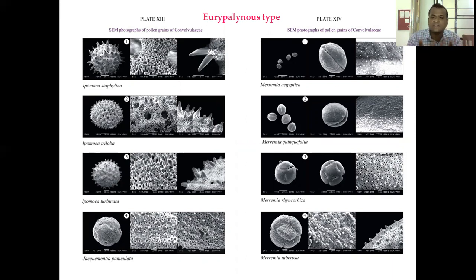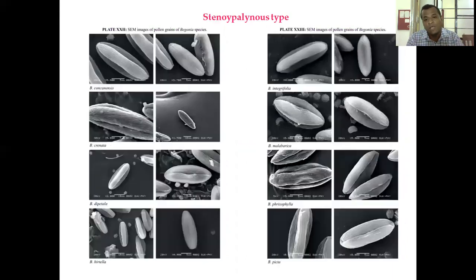Such a family or genus is called Eurypalynous type, while I will show you another example, that is the Stenopalynous type. Means in this type, the pollen grains are of the same type. There is no morphological differentiation in pollen grains. Such a kind of family or genus is treated as Stenopalynous type. These are the pollen grains of Begonia species. I have taken these images also for the purpose of my research work, and here you can see there is not much variation or morphological differentiation in these pollen grains. So this genus is treated as Stenopalynous type.